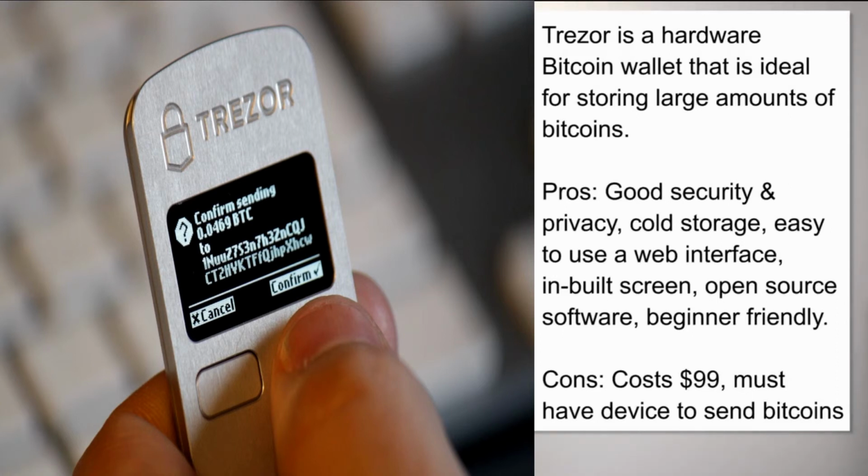Privacy, it's cold storage. It has a very easy to use web interface, built-in screens, open source software, and it's beginner friendly. Cost is pretty good. It's around $100, but you must have a device to send Bitcoins. I think it's an awesome device and I recommend it to most people. So that's the first hardware wallet.